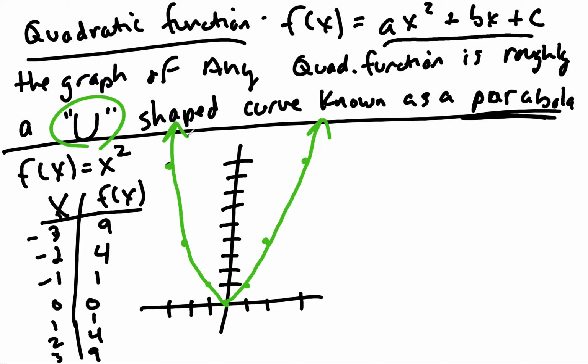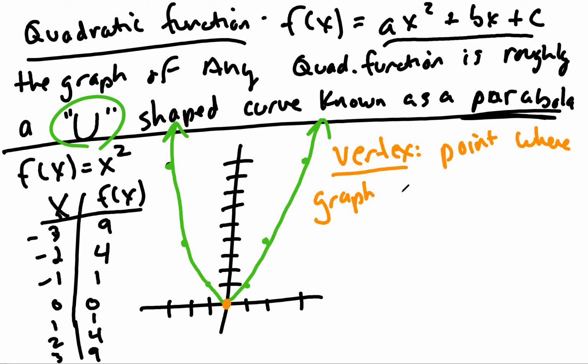Okay, so a couple of things that we're going to be able to recognize just from this picture. The first one is this. We know that this is the point 0, 0. This is also known as the vertex. The vertex is not always 0, 0, but in this case it is. The definition of a vertex is the point where the graph changes direction.